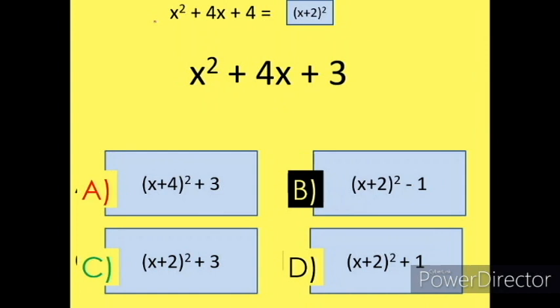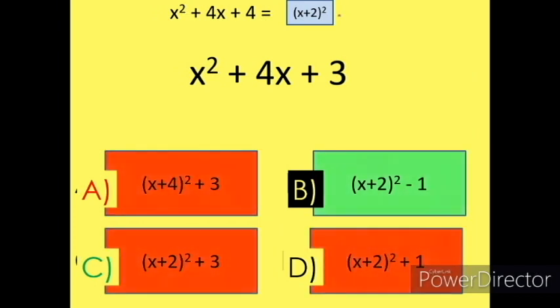Which one works? Well, the question is 1 less, so it sort of makes sense that my answer is also going to be 1 less. So it's going to be (x + 2) squared minus 1. What I'm really doing is using this one here, but doing something towards the end to make it look like my question there. Okay, let's do another one.